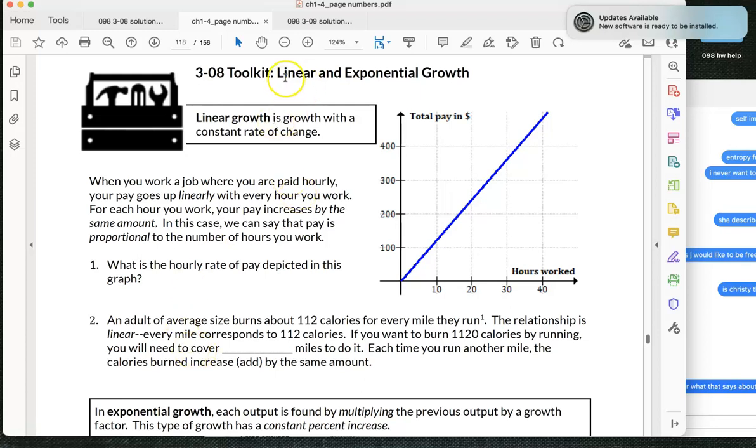And we're going to learn about the difference between linear and exponential growth in this lesson. But before we jump into exponential growth, here's a little review of some linear growth examples. When you work a job where you are paid hourly, your pay goes up linearly with every hour you work. So if you work one more hour, you're going to get $13.50 more, $13.50 more, $13.50 more, if that's your hourly rate. It just keeps increasing by the same amount.